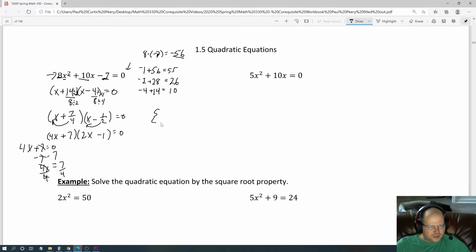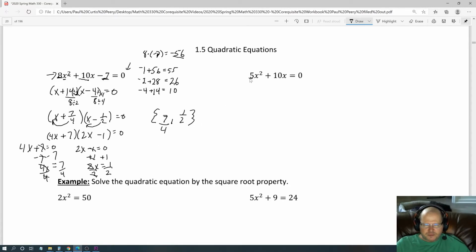I'll just put it straight into set notation here. Oops. 7/4, that's one of them. The other one we say 2x minus 1 is equal to 0, plus 1, cancel, cancel. 2x is equal to 1, divide by 2, divide by 2, cancel, cancel. And we end up with the other one equal to 1/2. Now, I did put this in ascending order, right? 1/2 is smaller than 7/4, but because I'm using set notation, it doesn't matter. Don't worry about it. Okay, so that's the first one.